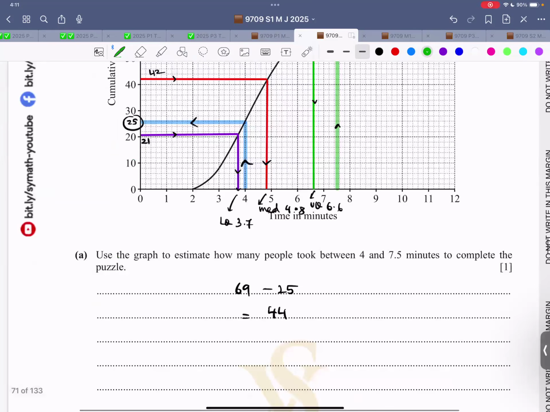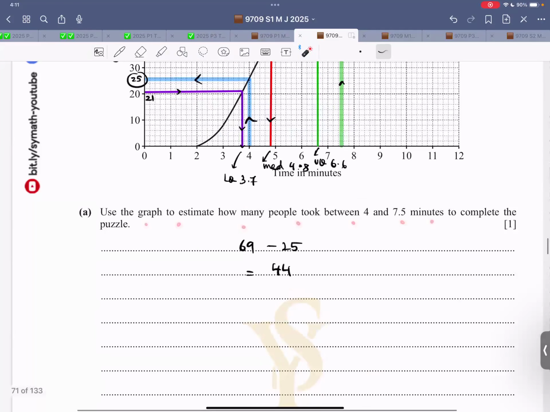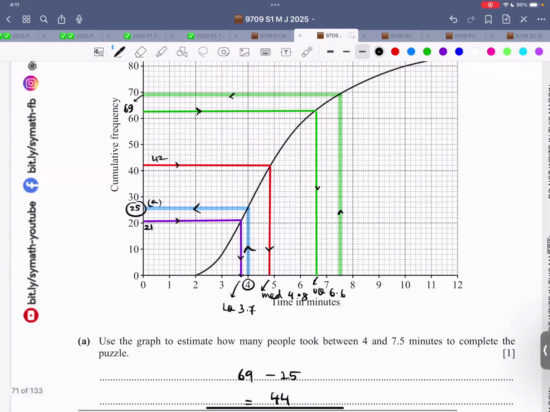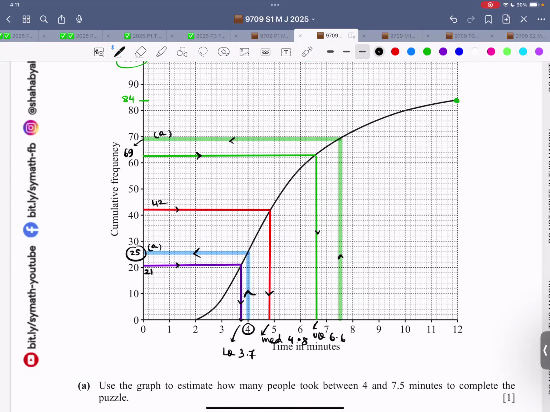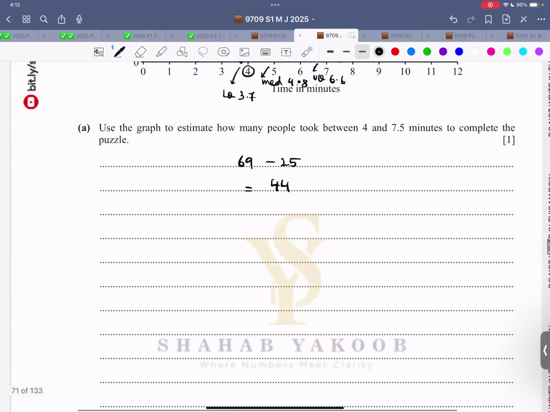Now, the first part is use the graph to estimate how many people took between 4 and 7.5 minutes. So now if I look at part A, so this is 4. This is for part A. This green highlighter is also for part A. Technically, if I go to 4 minutes, read off this value, that means 25 people are taking less than 4 minutes. So therefore, let me write over here, 25 people are taking less than 4 minutes to do the task, which is completing this puzzle.